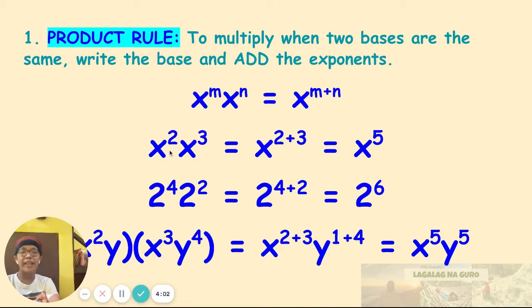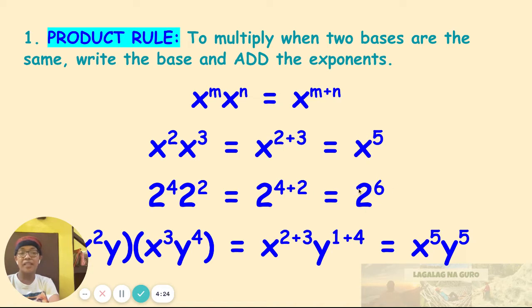So for example, x squared and x cubed. So you have your base is x, you copy it, then you add their exponents, which are 2 and 3. So x to the 2 plus 3 is equal to x to the 5th. So how about this one? 2 to the 4th and 2 to the 2nd, you multiply that. Then you copy the base, which is 2. They are the same. So 4 plus 2, 2 to the 6th.